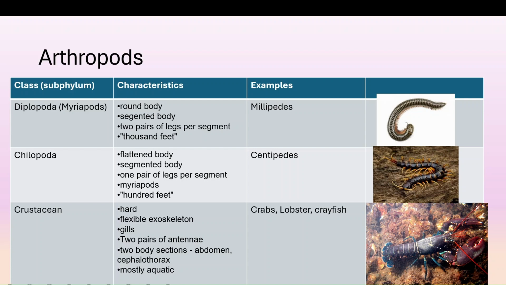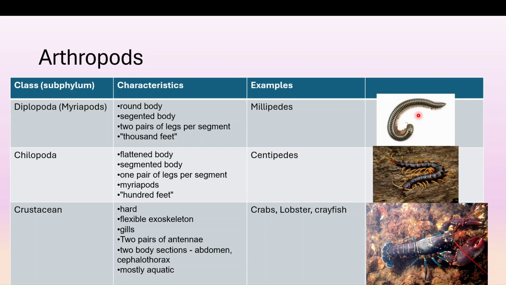So next, let's look at arthropods, which are a class of invertebrates, and it is the largest group of invertebrates. So these are animals with jointed legs and a hard outer shell, and we call this hard outer shell an exoskeleton. So arthropods can be divided into more smaller groups, and one is Diplopoda, which are millipedes. They have a round body, they have a segmented body, and they have 2 pairs of legs per segment.